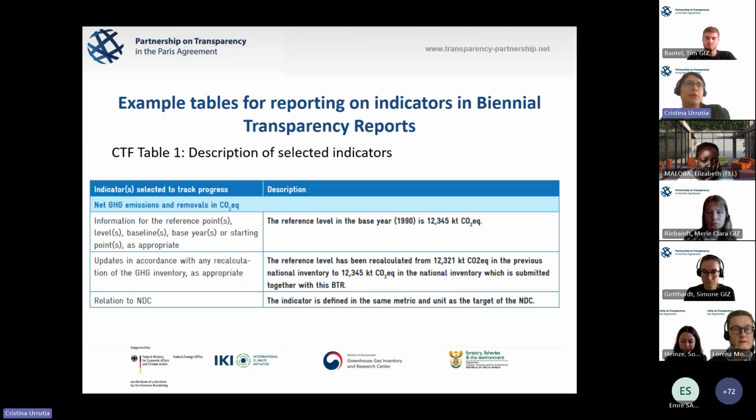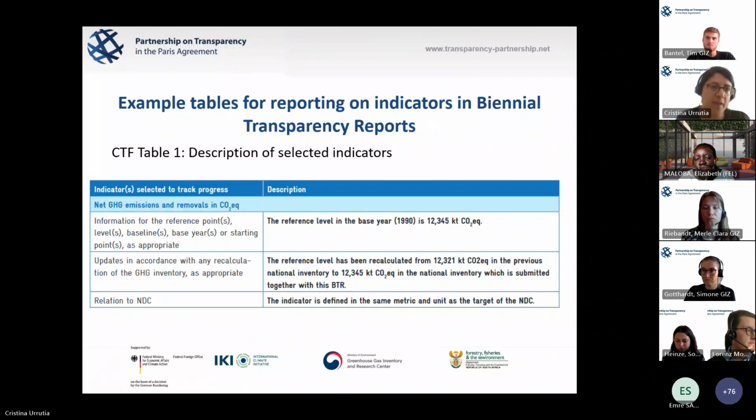So the knowledge product also includes specific information on these common tabular formats. Here on the slide, you see one where the indicator is net greenhouse gas emissions and removals in CO2 equivalents. Table 1 asks for a description of the selected indicator, now and the reference level, and this party put in, yes, my value in 1990. Then the table also asks whether there were any updates. In this case, one would fill out, okay, yes, there was an update. We had a methodological change. We recalculated, so we put in the initial value and the new value for transparency. And a very important piece of information for understanding what is going on is also what is the relationship between the indicator and the NDC.